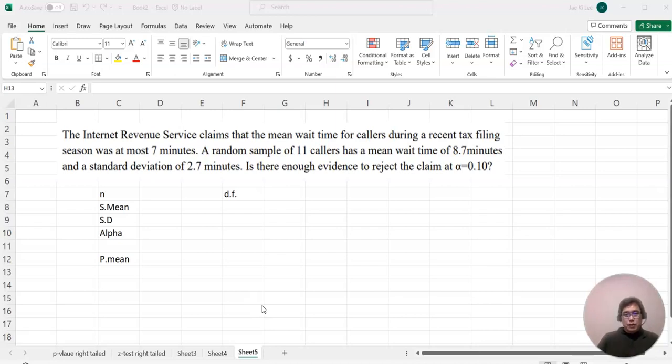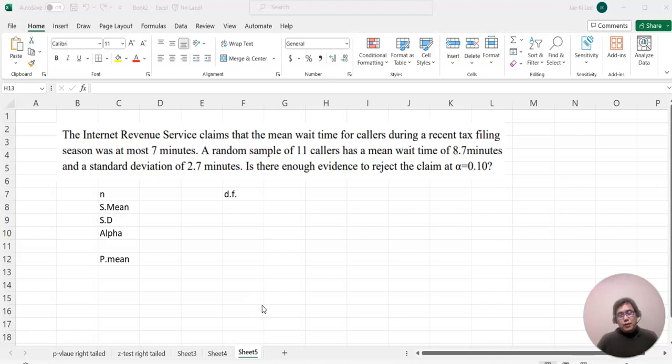The Internet Revenue Service claimed that the mean wait time for callers during a recent tax filing season was at most 7 minutes. A random sample of 11 callers has a mean wait time of 8.7 minutes and a standard deviation of 2.7 minutes. Is there enough evidence to reject the claim at alpha equal to 0.10?